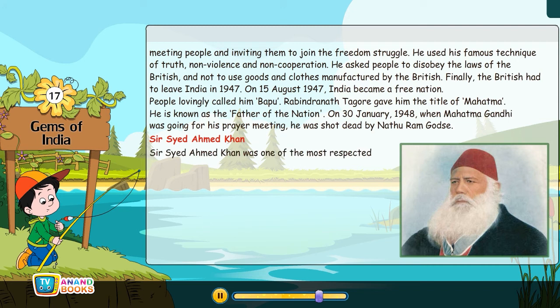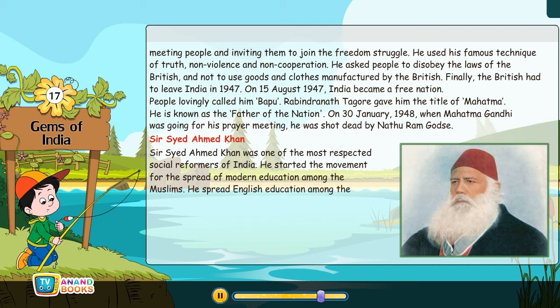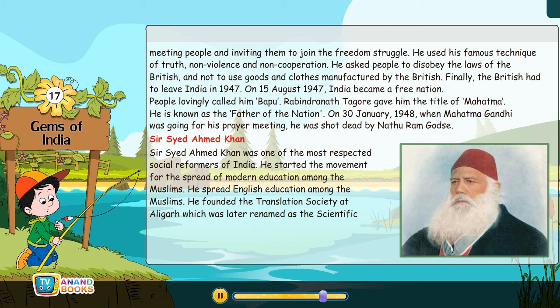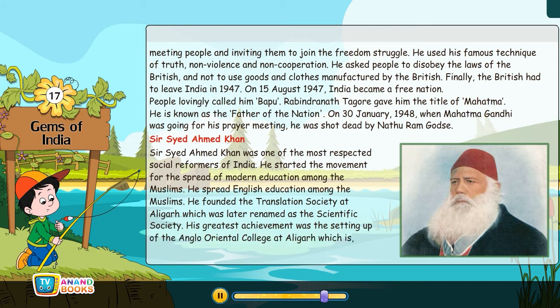Sir Syed Ahmed Khan was one of the most respected social reformers of India. He started the movement for the spread of modern education among the Muslims. He spread English education among the Muslims. He founded the Translation Society at Aligarh, which was later renamed as the Scientific Society. His greatest achievement was the setting up of the Anglo-Oriental College at Aligarh, which is today known as the Aligarh Muslim University.